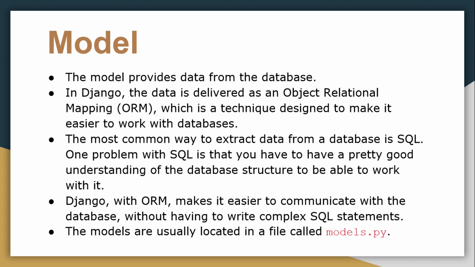The most common way to extract data from a database is using SQL. One problem with SQL is that you have to know this language in detail to understand the database structure and to be able to work with it. But with Django ORM, it makes it easier to communicate with the database without having to write complex SQL statements. So the models are usually located in a file called models.py. I'll show you everything in practical just in a few, but first of all, let's understand this stuff.